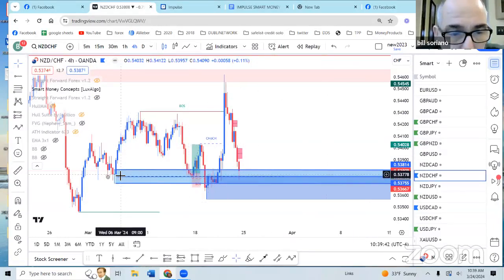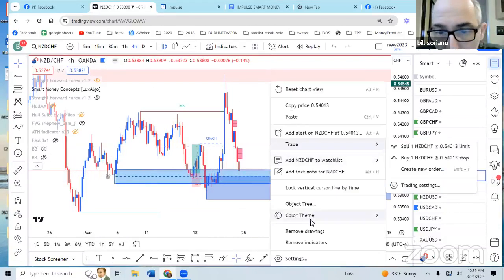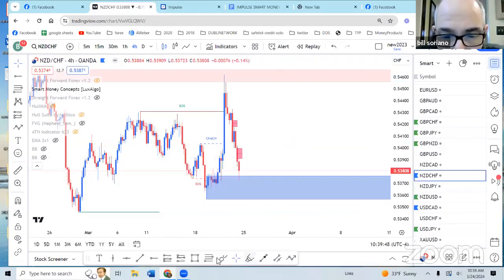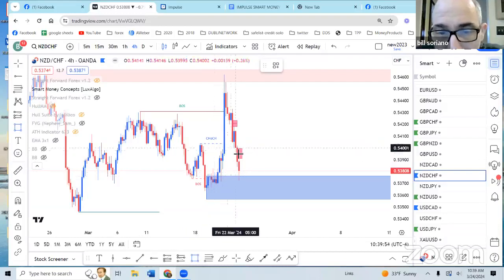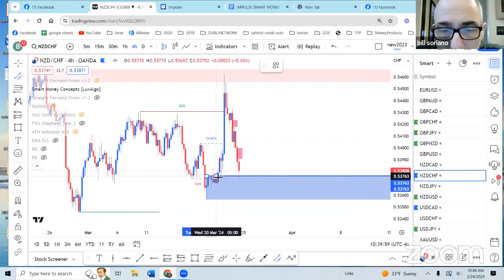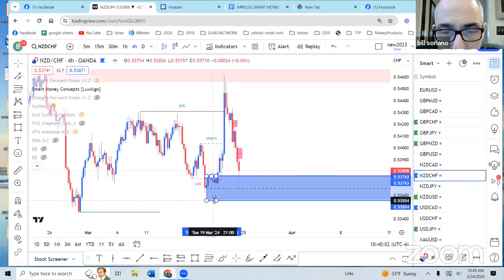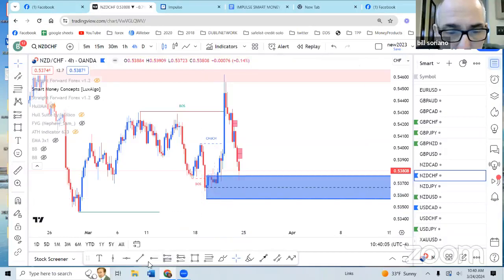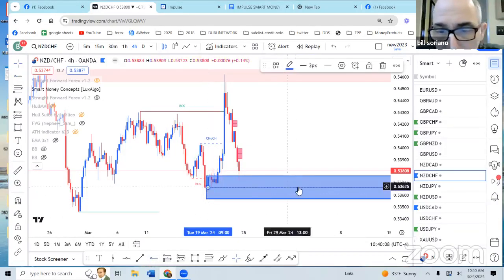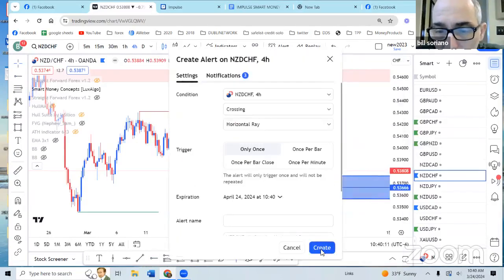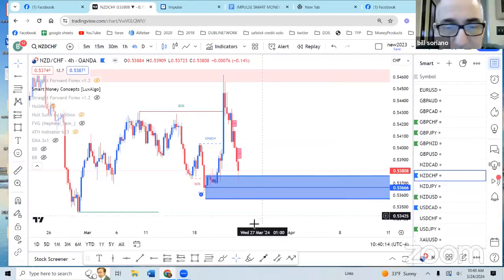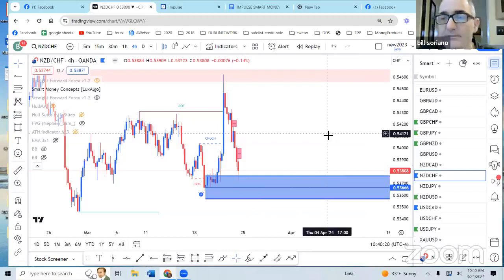And this new 4-hour order block, let me remove everything here, is actually right here. But price has not hit the 50% point yet. So we want to draw our tool right here, and then we're going to put our alert at that 50% point. So our alert is at 0.53666 for NZD CHF. Price has moved into that order block, but it did not hit the 50% point of interest alert that we're going to set.